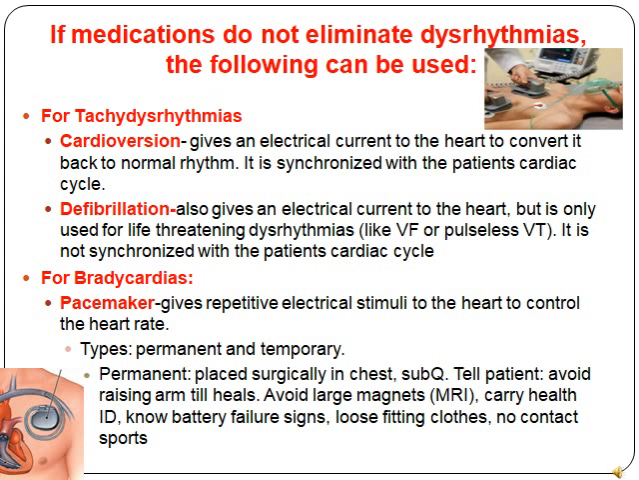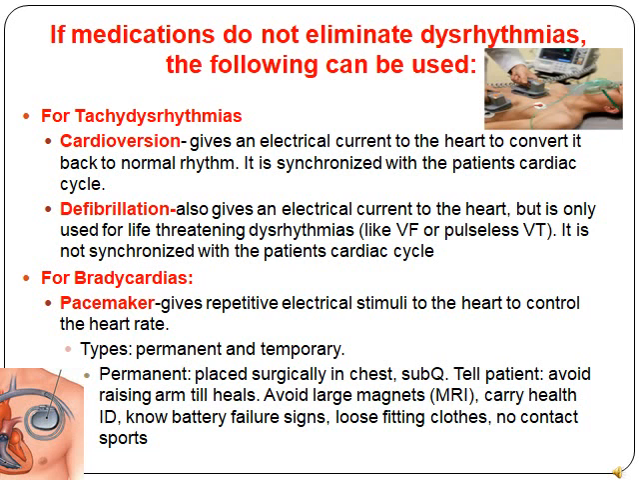But it is only used for life-threatening dysrhythmias like VFib or pulseless VTach, and it is not synchronized to the patient's cardiac cycle. Just to recap, for tachydysrhythmias, for dysrhythmias that go too fast, you could do cardioversion or defibrillation. The only difference is that defibrillation is only used for life-threatening rhythms and is not synchronized, and cardioversion is synchronized.